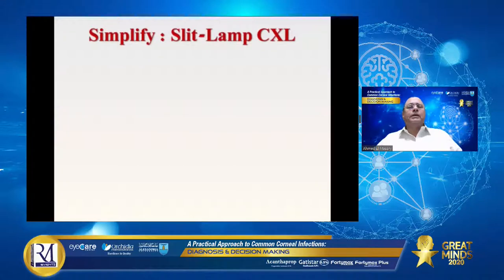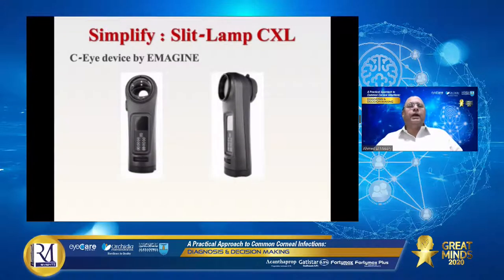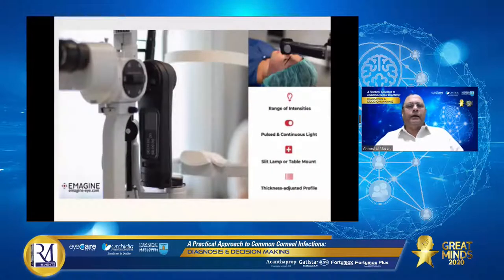So this has been simplified with slit lamp cross-linking. I don't have any financial interest in this machine. It's the CI device, which has been marketed now by an imaging company. It has different intensities, and it could be mounted on the slit lamp. And this will save space, because all of the time we are a little bit afraid for the patient with infection to go to the OR. So just a simple isolated room with the slit lamp and the cross-linking machine that could be mounted on the slit lamp. And it also could be mounted on a table like the usual one.